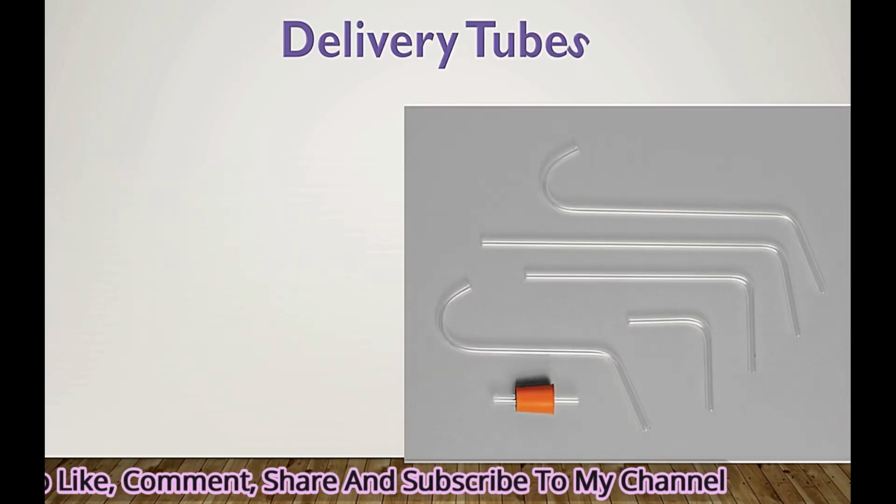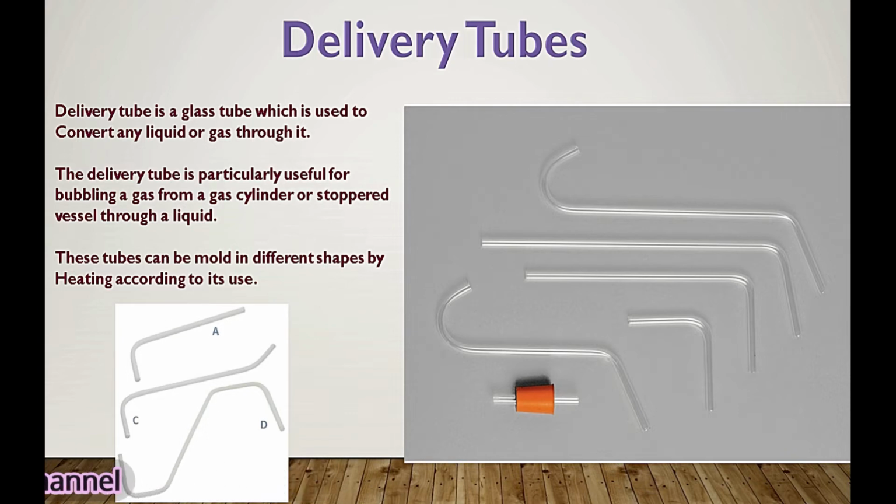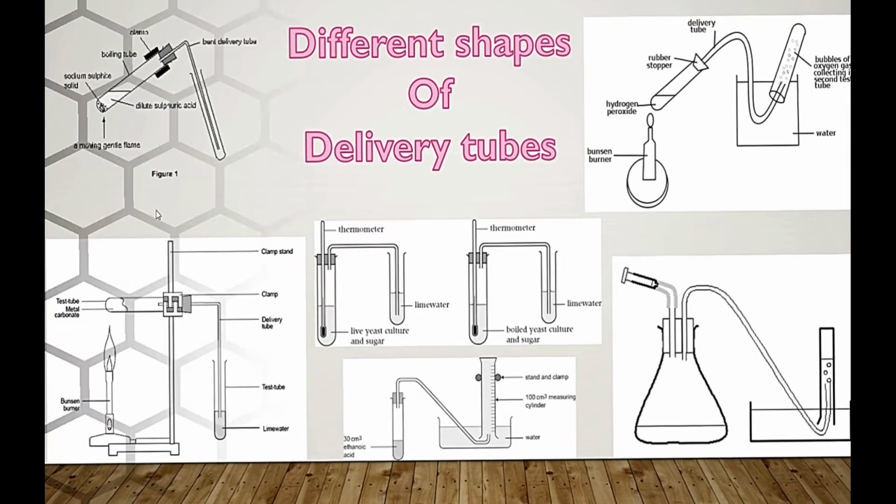So, next apparatus is delivery tube. Delivery tube is a glass tube which is used to convey any liquid or gas through it. It is particularly useful for bubbling a gas from a gas cylinder or stoppered vessel through a liquid. These tubes can be molded in different shapes by heating according to their use. These are different shapes and different uses of delivery tube. It can be made in any shape because on heating it can be molded in any shape. So it is made in different shapes according to the use.